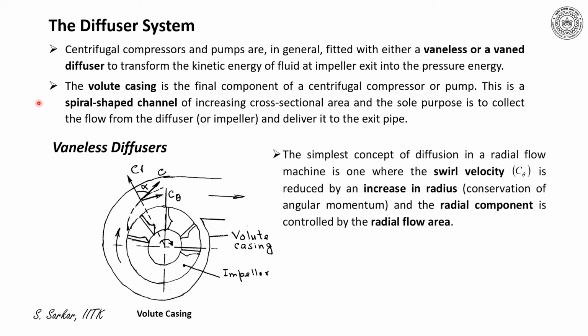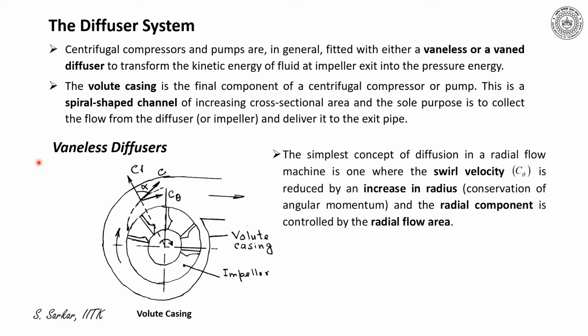The volute casing is the final component of a centrifugal compressor or pump. This is a spiral-shaped channel of increasing cross-sectional area, and the sole purpose of a volute casing is to collect the fluid from the diffuser vane or from the exit of the impeller and to deliver the fluid to the exit port. I have discussed first the vaneless diffuser.